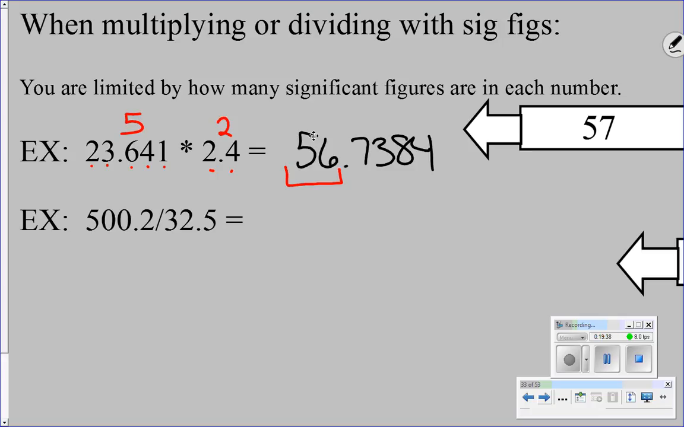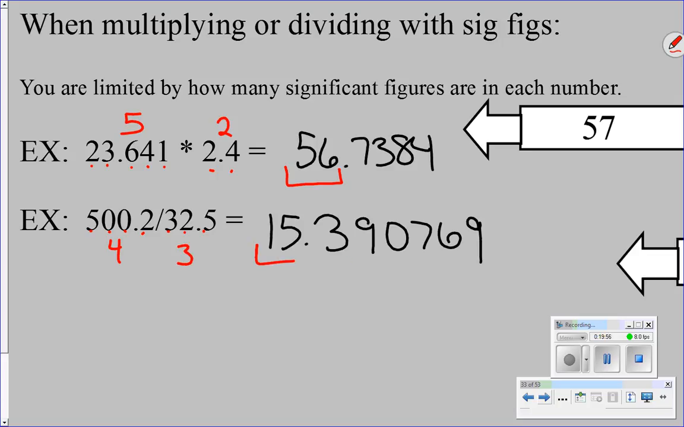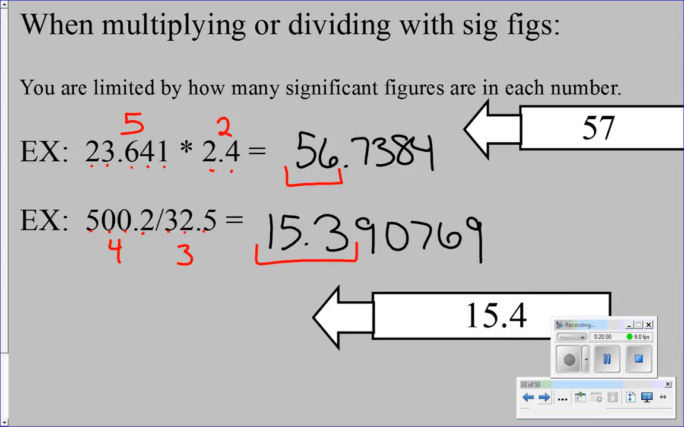The next one, we're dividing 500 divided by 32.5. We have a lot of decimals here. So we're going to look back on our 2 numbers that we were dividing. 1, 2, 3, 4. 1, 2, 3. So we're limited to 3 significant figures. So we're going to want to keep these and round this to 15.4.